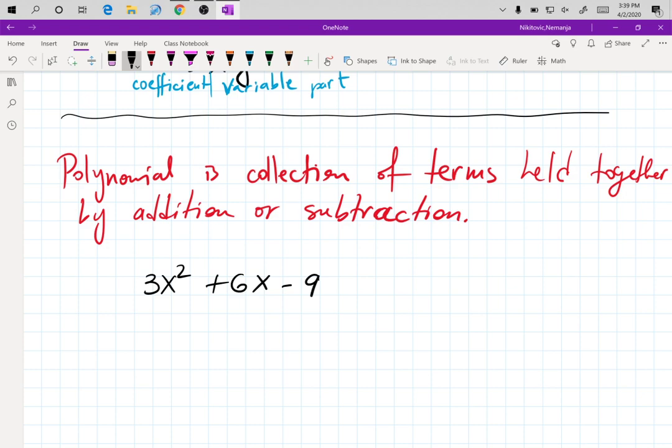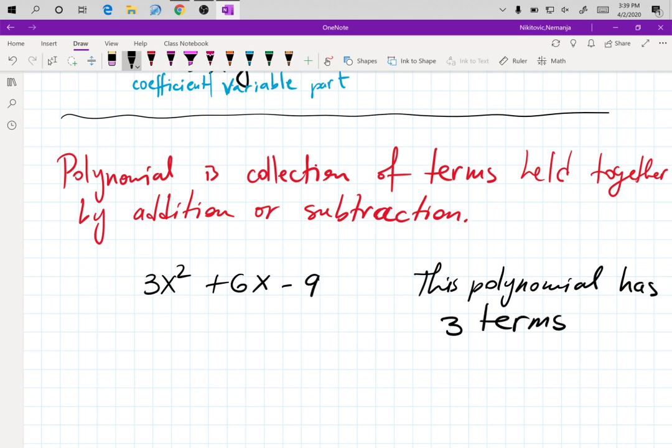So in this example, let me write it here. This polynomial has 3 terms: term 1, term 2, term 3. How do I know? Well, terms are separated by addition and subtraction. Since there's 1 plus and 1 minus, that means there are three terms. Each one of these individually is a term.